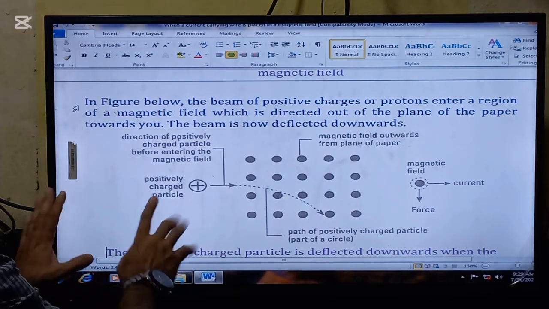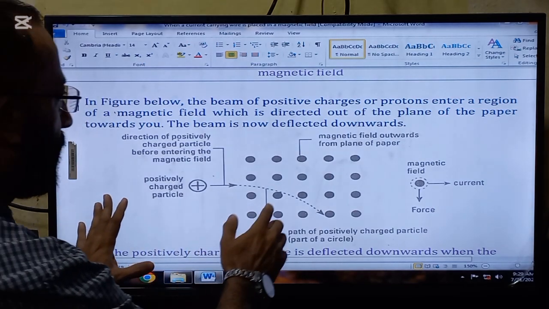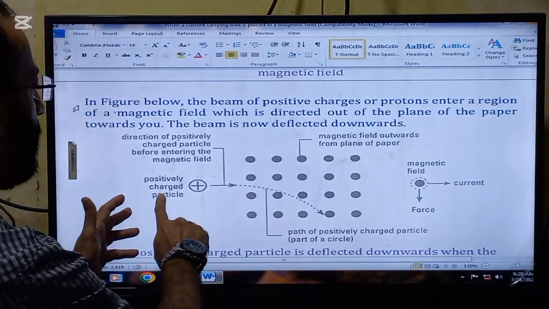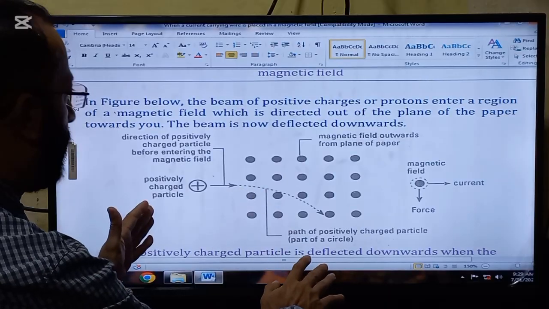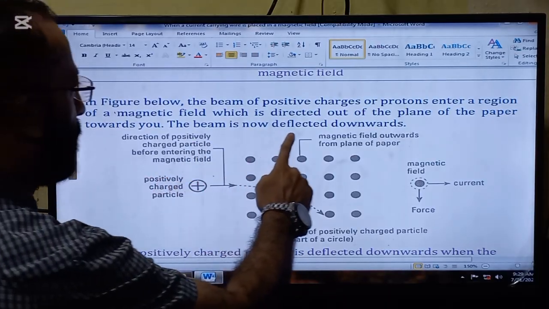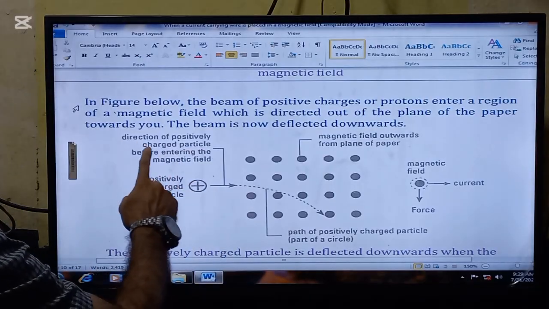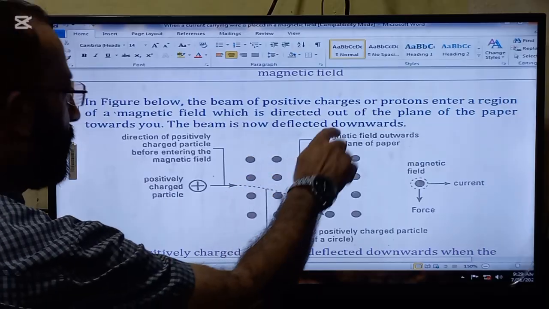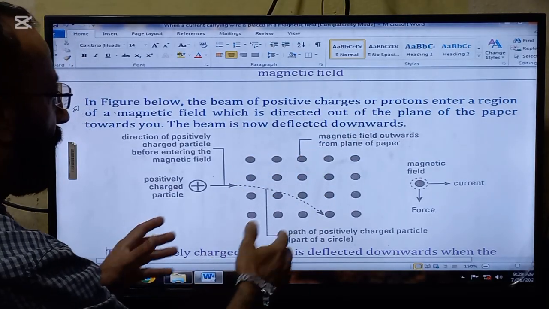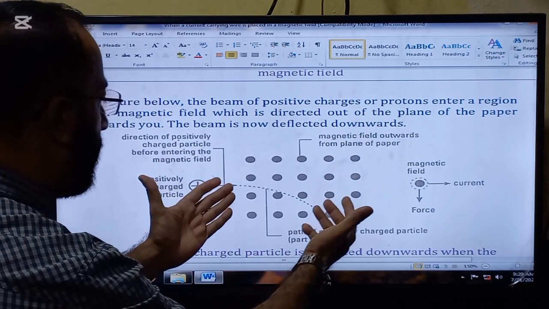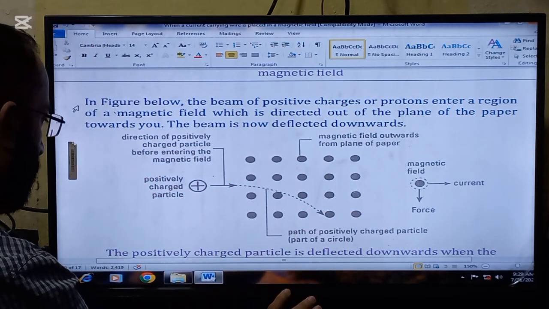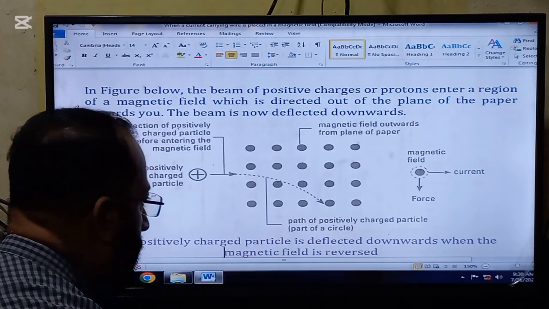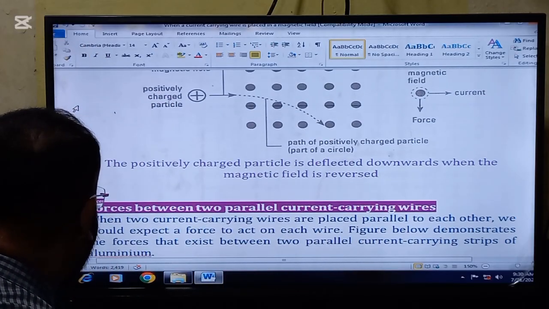Look now, the positively charged particles are taken again, but now the magnetic field is outward from the plane towards you. So definitely the direction of the force will be reversed. That will be in the downward direction. In the figure below, a beam of positive charges or protons enters a region of magnetic field which is directed out of the plane of the paper towards you. The beam is now deflected downward because you have reversed the direction of the magnetic field, so the direction of the force will also be reversed. The positively charged particle is deflected downward when the magnetic field is reversed.